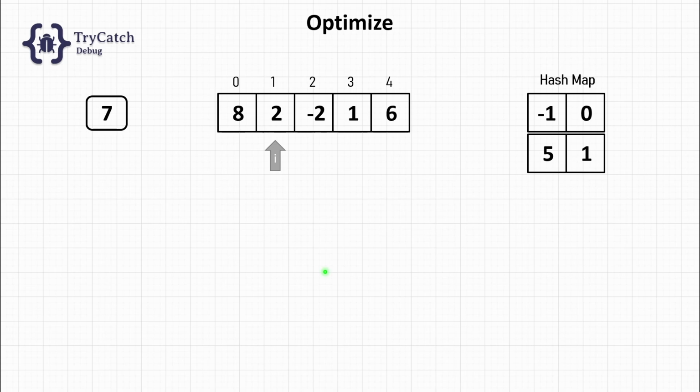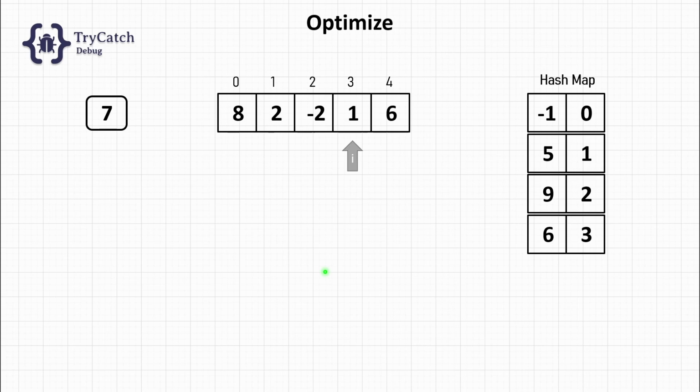Then we will increment i to the next index 2. Checking the hash map, there is no pair for minus 2 as well. Minus 2 requires 9 to add up to 7. So the pair for 9 would be index 2. We will increment i to 3. There is no pair for 1 as well, and 1 requires 6 to add up to 7. So the pair for 6 would be index 3.